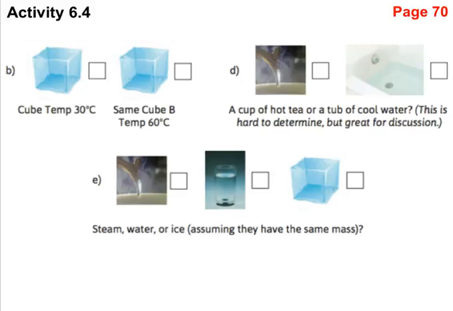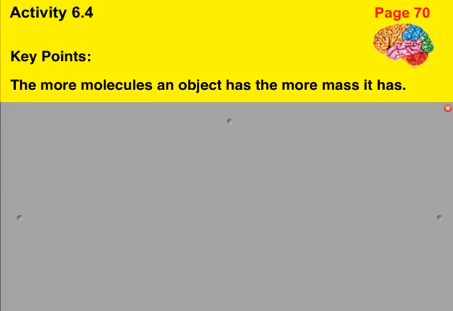And then E, you have steam, you have water, or ice. Now let's assume they all have the same mass. Which one's going to have the most thermal energy? Once you've done this, you're going to move on and be answering some questions. But first, let's think about it.